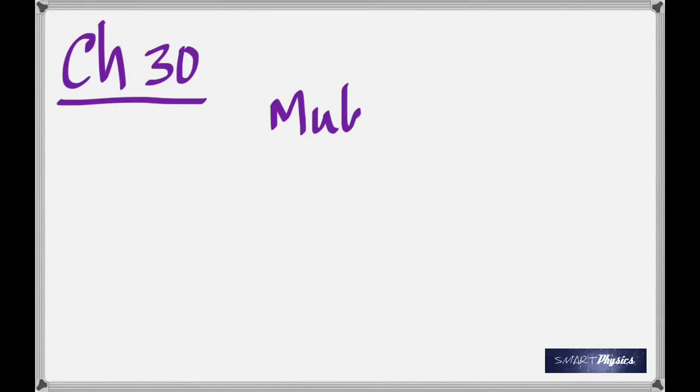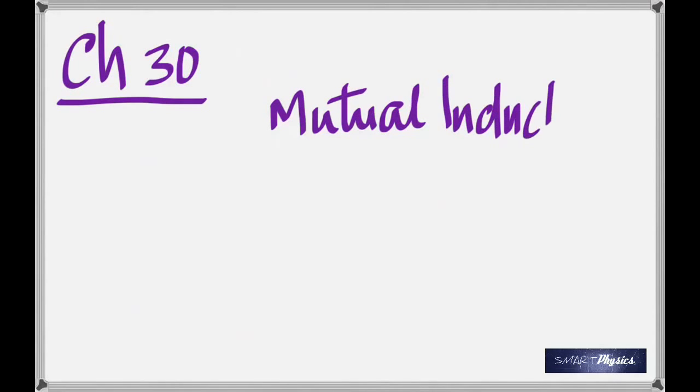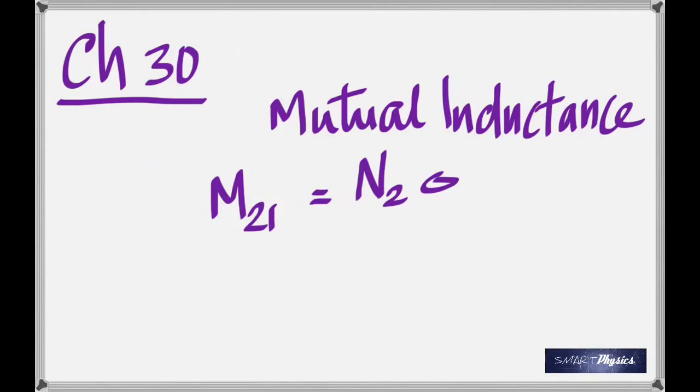Brings us to chapter 30. Mutual inductance. So there is self-inductance and there is also mutual inductance. Mutual inductance is the phenomenon where a current flowing through one coil induces an EMF in a neighboring coil.